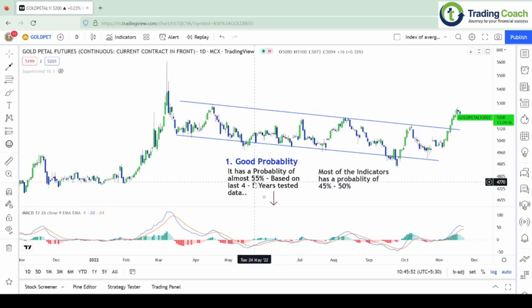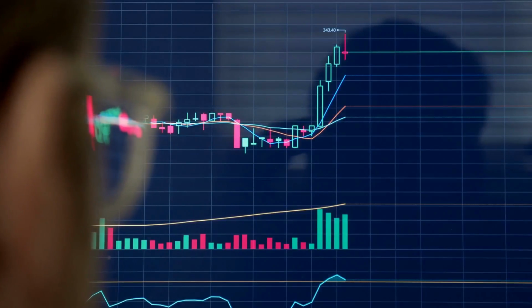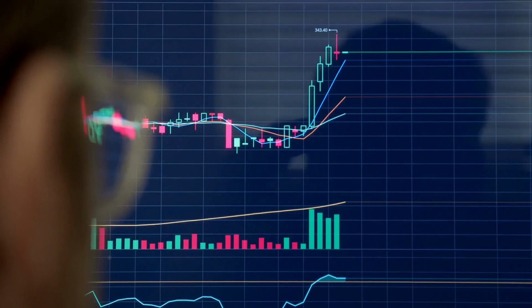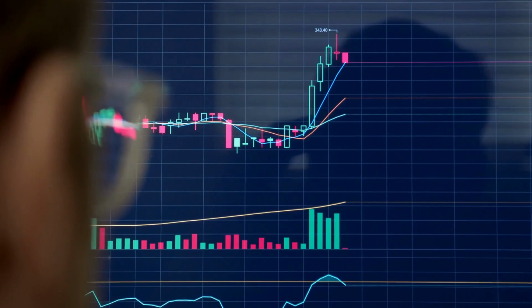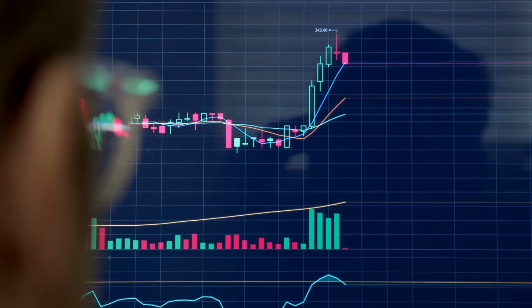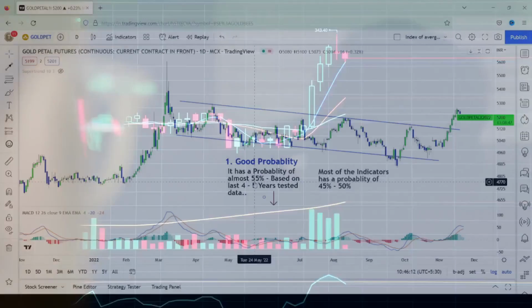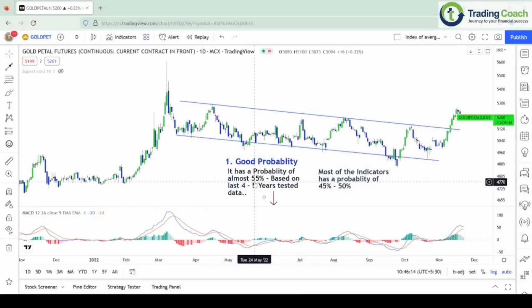Of course, this may seem like a very low number, but this is what you can expect from indicators. If you're trading purely based on indicators, your probability would be somewhere around 50%. This is a universal truth. No matter what kind of indicators you use, whether trend based, momentum or MACD, the maximum probability you can expect is somewhere around 45 to 50%.